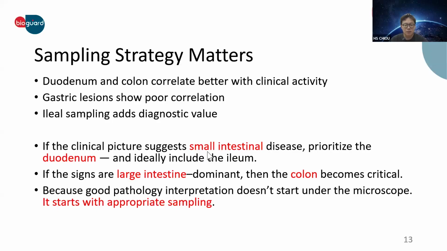So this tells us something practical. Sampling location matters. If the clinical picture suggests small intestine disease, prioritize the duodenum, and ideally include the ileum. If the signs are large intestine dominant, then colon becomes critical. Because good pathology interpretation doesn't start under the microscope, it starts with appropriate sampling.